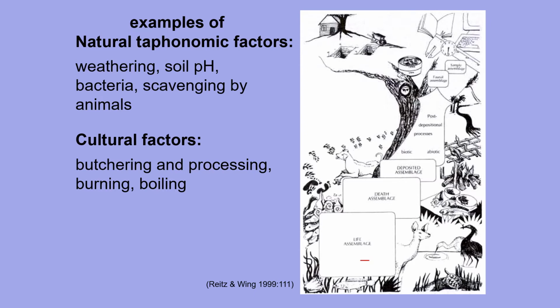Hence, the life assemblage, that is, the animals that were living in the area, will be reduced in what we see in the death assemblage, reduced further in what gets deposited, that is, what was eaten versus what was deposited. Then you go through a whole slew of post-depositional taphonomic factors to get to what the archaeologist or the paleoanthropologist actually finds.